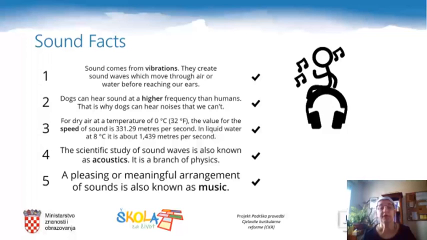Fact number 4. The scientific study of sound waves is also known as acoustics. It's a branch of physics. Did you know that acoustics is a branch of physics? Of course you did. You learned about it in your physics lessons. And fact number 5. A pleasing or meaningful arrangement of sounds is also known as music. How about that definition? Music is a meaningful arrangement of sounds. That's what physicists would say. Let's hear what you say about music. What is music for you?